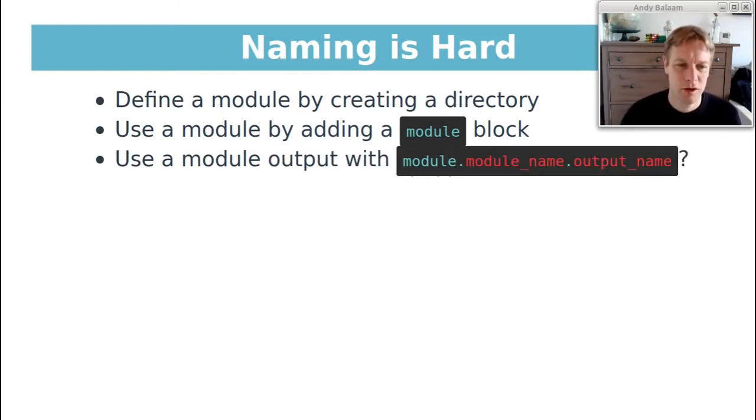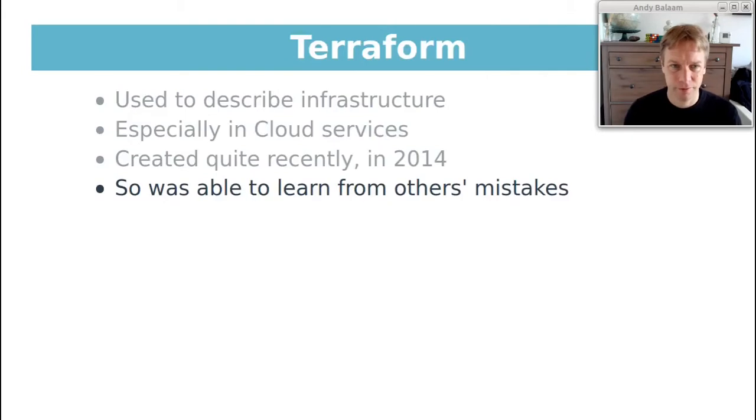So perhaps we'll use an output from a module by saying module.module_name.outputName. What do you think? Yes, you do. So if you've written some code in a module and it has some outputs defined, then in some other code that's using that module, you can have an expression, module.module_name.outputName, and you get the value of that expression. Okay, so Terraform was written relatively recently, so we were able to learn from other people's mistakes, right? But somehow didn't, and the names are just all over the place.